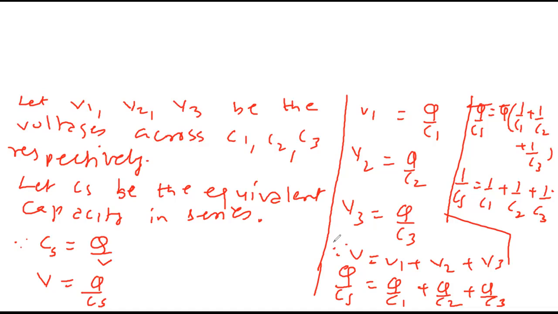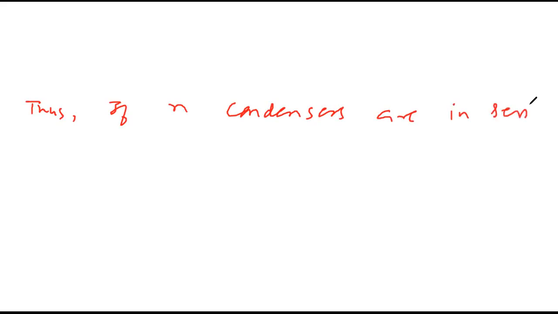So we have to now generalize for n condensers. For 3 we got the answer. So I'm writing thus: if n condensers are in series, then 1 upon Cs equals 1 upon C1 plus 1 upon C2 dot dot dot up to 1 upon Cn.